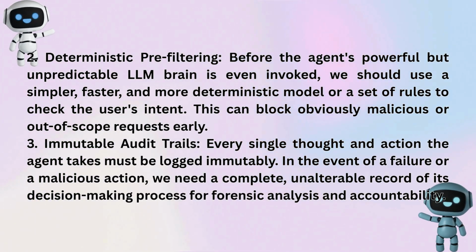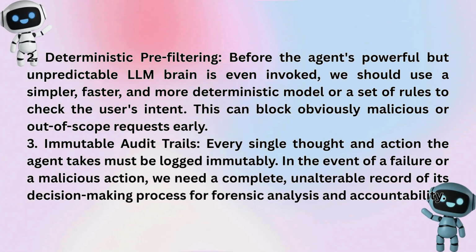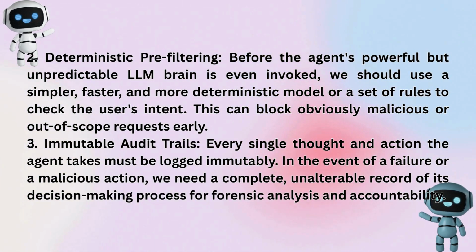2. Deterministic pre-filtering. Before the agent's powerful but unpredictable LLM brain is even invoked, we should use a simpler, faster, and more deterministic model or a set of rules to check the user's intent. This can block obviously malicious or out-of-scope requests early. 3. Immutable audit trails. Every single thought and action the agent takes must be logged immutably. In the event of a failure or a malicious action, we need a complete, unalterable record of its decision-making process for forensic analysis and accountability.